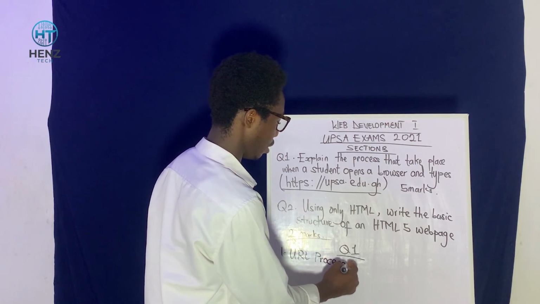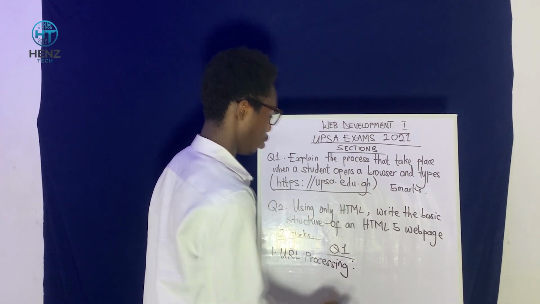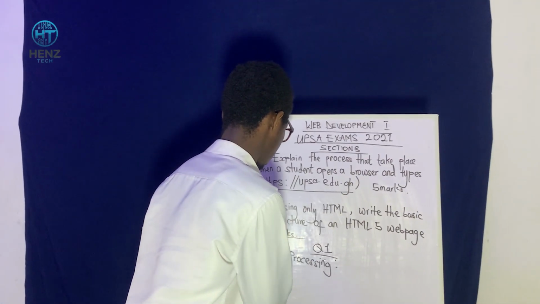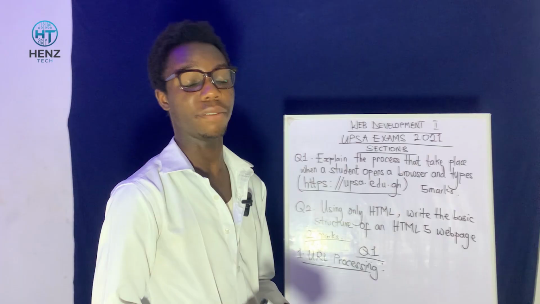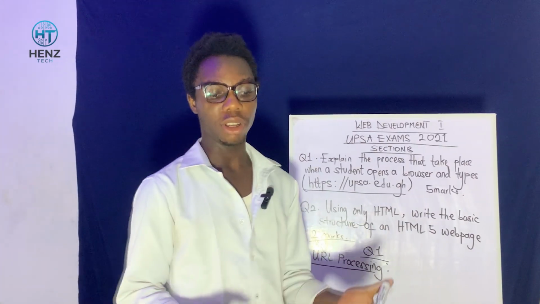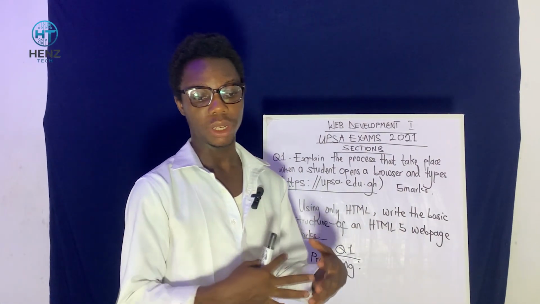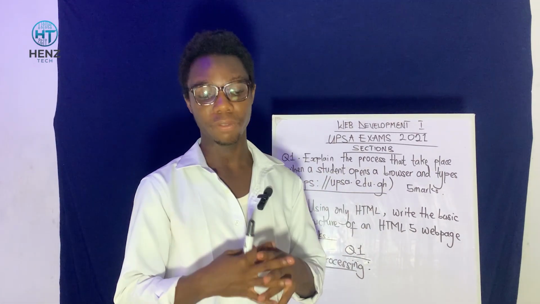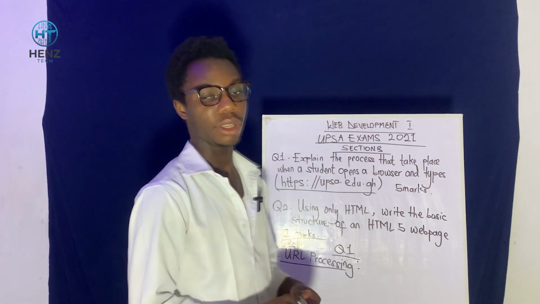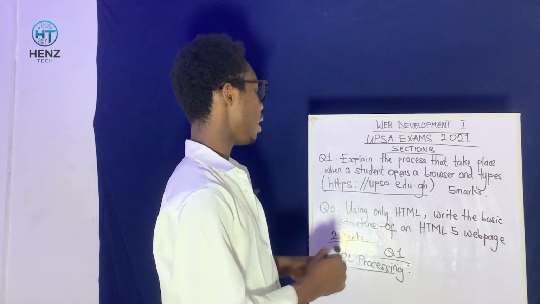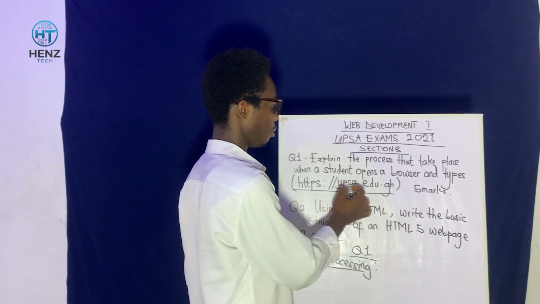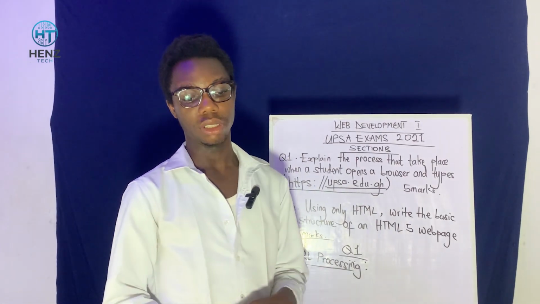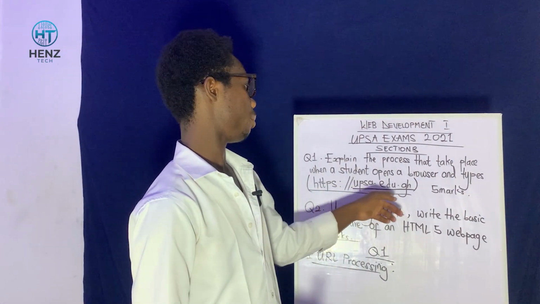Now the question says explain, so we are not going to write only URL processing as the first process. The browser first checks whether the URL is valid or not. It means the browser checks the domain name. This is the domain name, upsa.edu.gh.